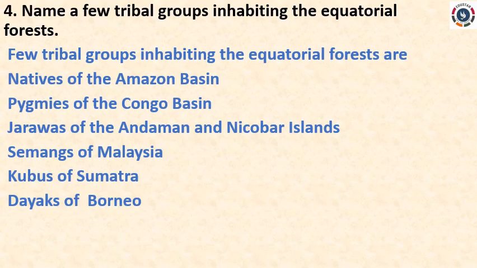Fourth question, name a few tribal groups inhabiting the equatorial forest. A few tribal groups inhabiting the equatorial forest are natives of the Amazon Basin, Pygmies of the Congo Basin, Jarawas of the Andaman and Nicobar Islands, Semangs of Malaysia, Kubus of Sumatra, and Dayaks of Borneo.